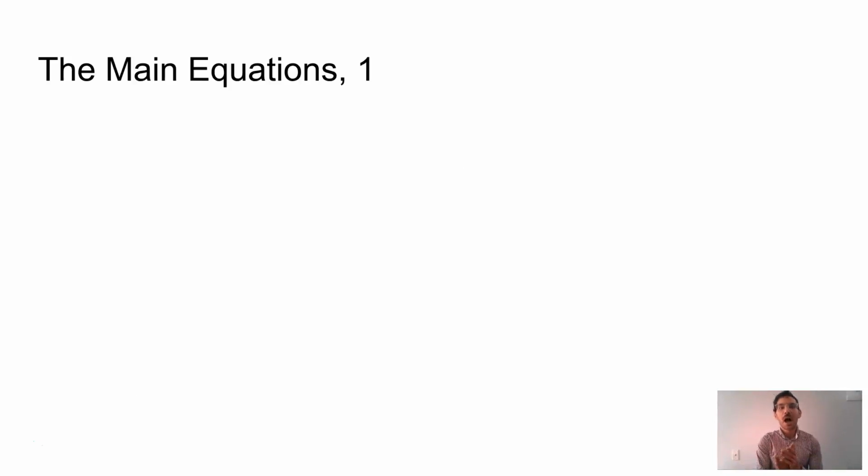Let's get going. So we have two main equations that we're going to talk about or utilize when we're doing mathematics for photons or electromagnetic radiation. And this is our first equation. It relates the speed of light to the wavelength and frequency of a photon.